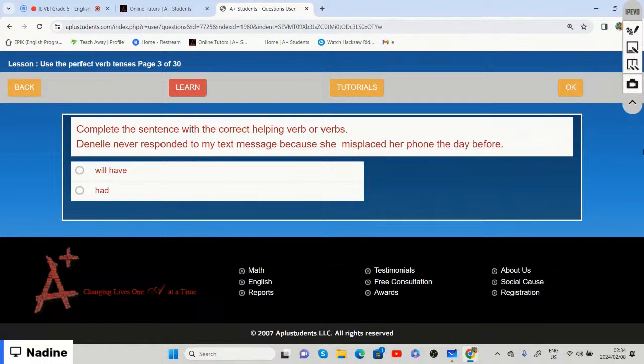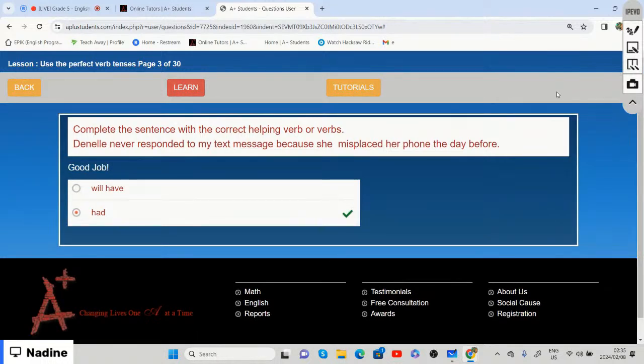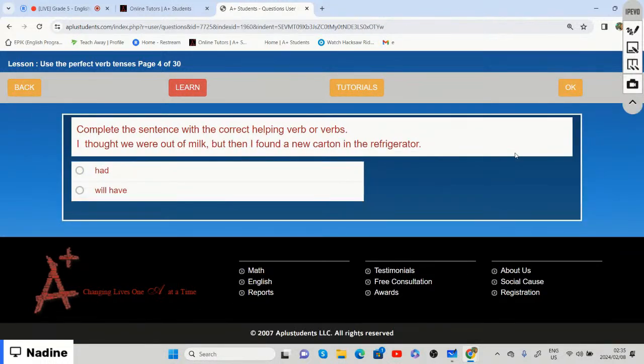All right. So when it comes to the now never responded to my text messages because she had misplaced her phone the day before. So well done. Had is correct.